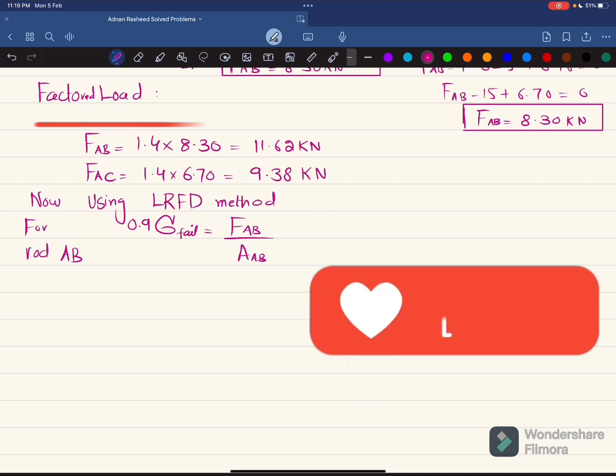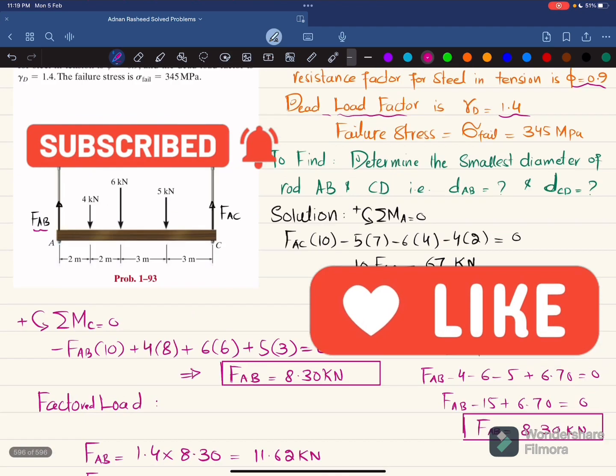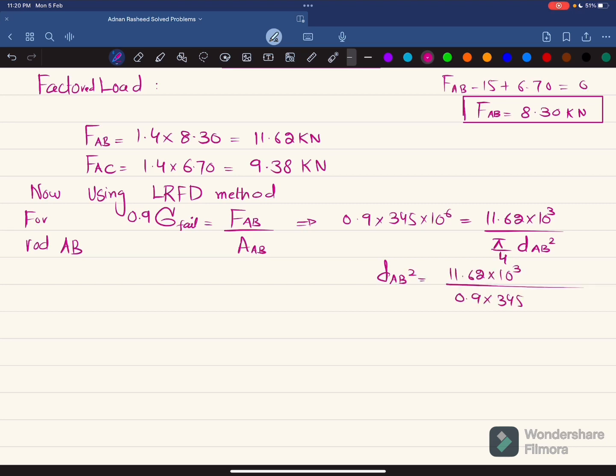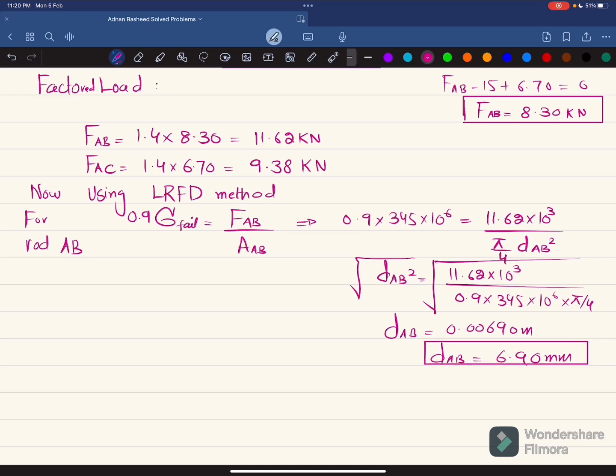Clear? Now what we will do is that from here 0.9, failure stress is given as 345 megapascal. So multiply by 345 into 10 to the power 6. Clear? Is equal to FAB. FAB is 11.62 and 10 to the power 3 will convert it into Newton, divided by area. So pi by 4 DAB square. Clear? So what we are going to calculate is DAB. So DAB square is equal to 11.62 into 10 to the power 3 divided by 0.9 into 345 multiplied by 10 to the power 6 multiplied by pi by 4. And if you take square root on both sides, you will get DAB equal to 0.00690 meter, or DAB will be equal to 6.90 millimeter. So this is the diameter of rod AB.